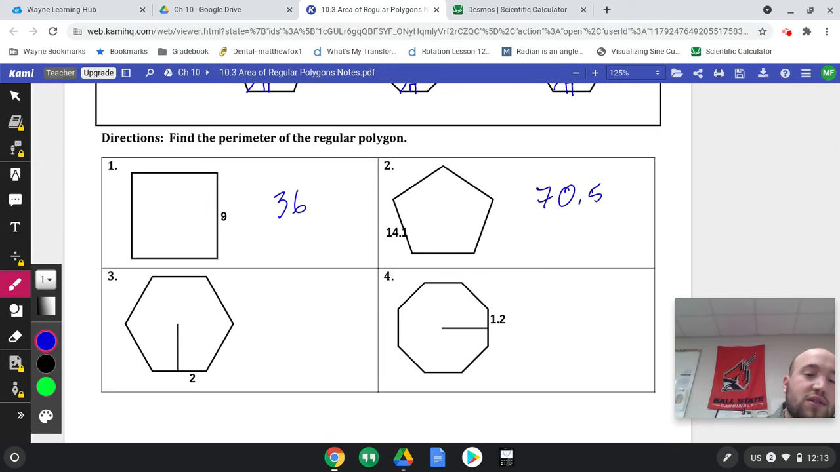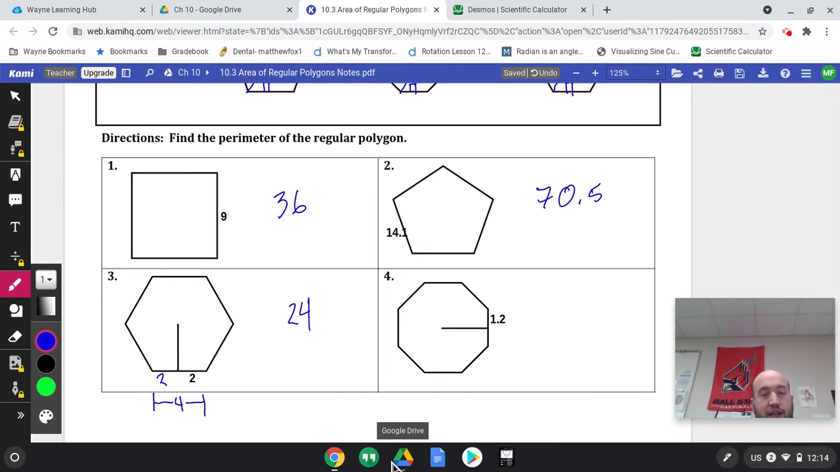On this one, do you see how the 2 is staggered over here? That means this side is also 2. So if we think about it, that whole side would be a length of 4. Okay, now I have 1, 2, 3, 4, 5, 6. So 6 sides times 4 gives us 24 as our perimeter.